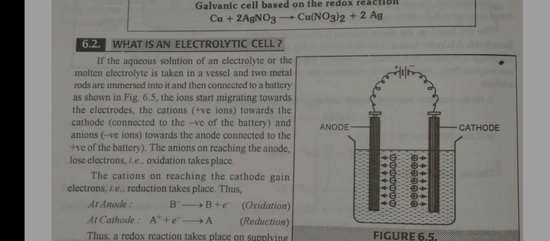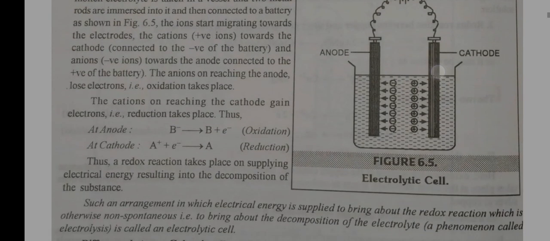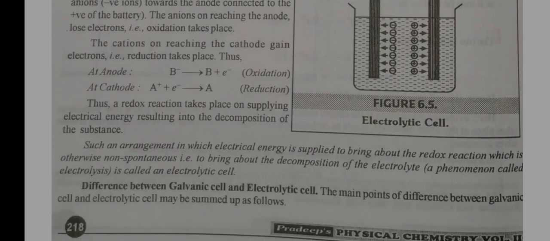The anions on reaching the anode lose electrons, that is, oxidation takes place. The cations on reaching the cathode gain electrons, that is, reduction takes place. Thus, at the anode, anion gives atom plus electron, which is oxidation, and at the cathode, ion plus electron gives atom, which is reduction. Thus, the redox reaction takes place on supplying electrical energy, resulting in the decomposition of the substance.